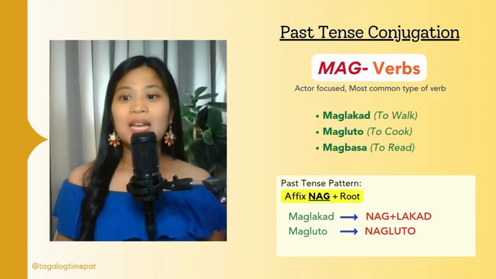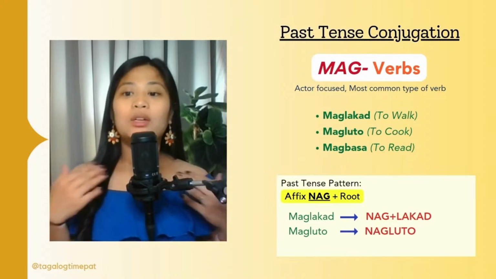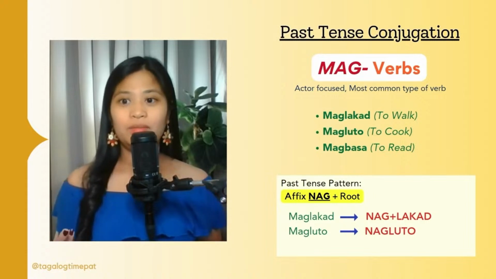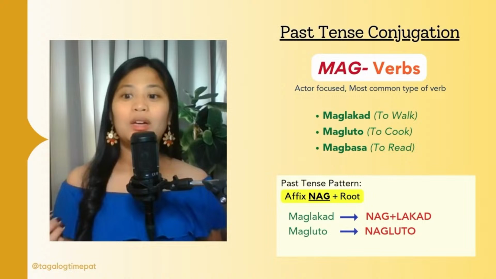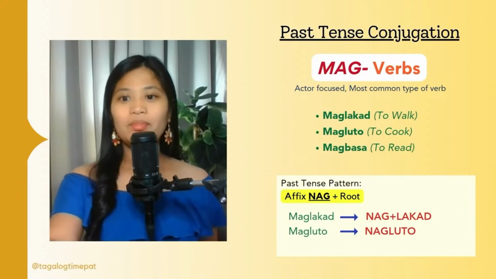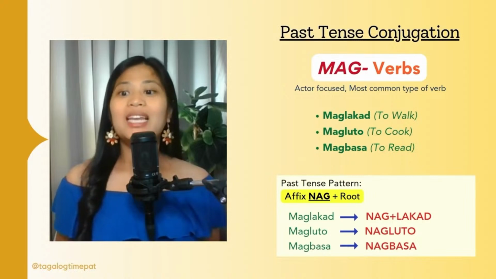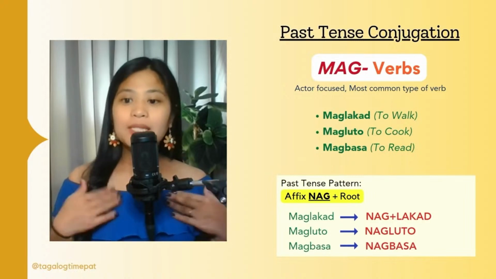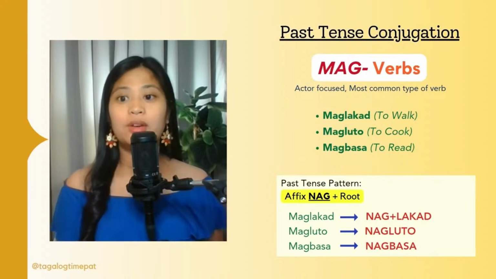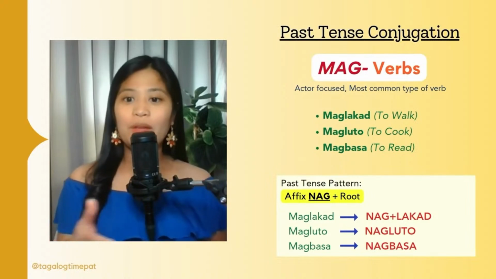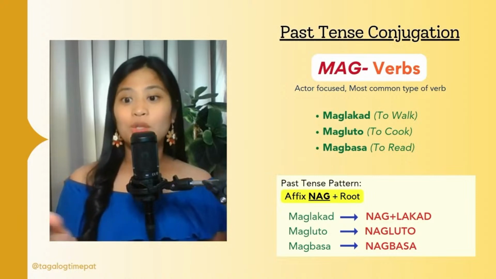Magluto becomes nagluto. Nagluto ako, I cooked. Nagluto ako ng kanin, I cooked some rice. So nagluto is the past tense of to cook. Magbasa becomes nagbasa. Nagbasa ako, I read. So nagbasa is the past tense of to read. So you can see how the pattern is nag plus the root, right?